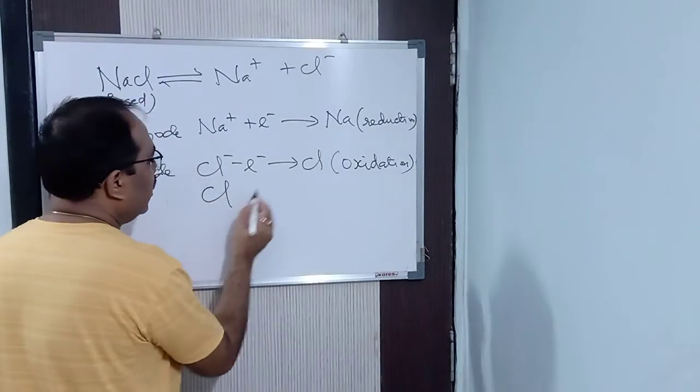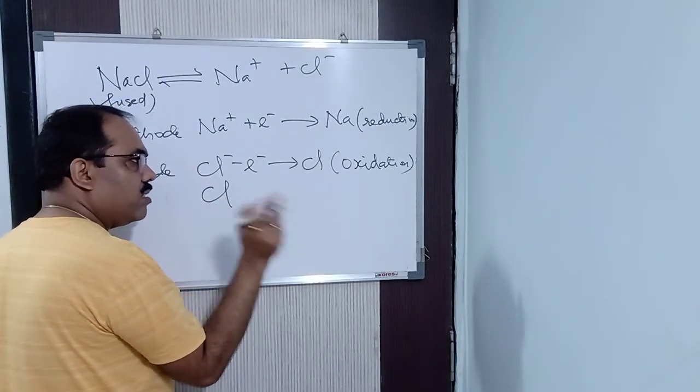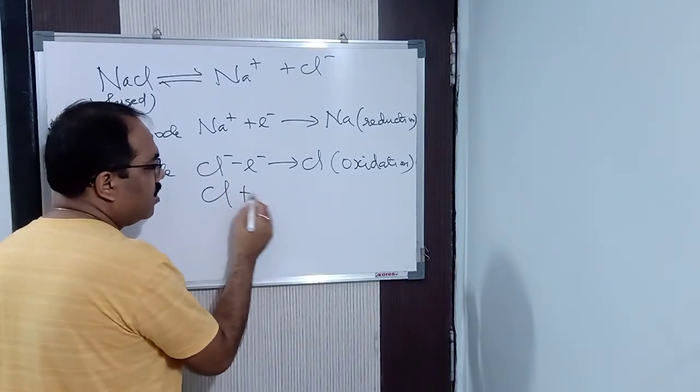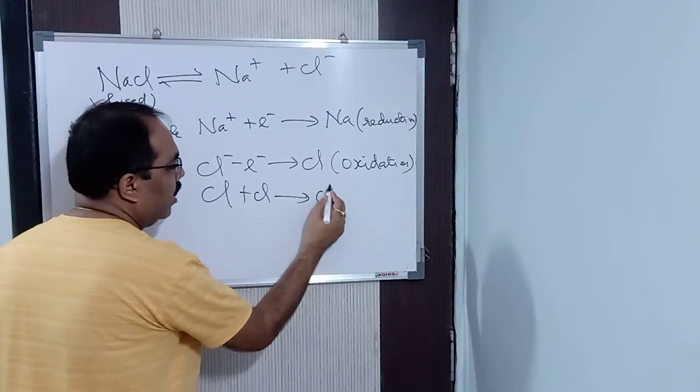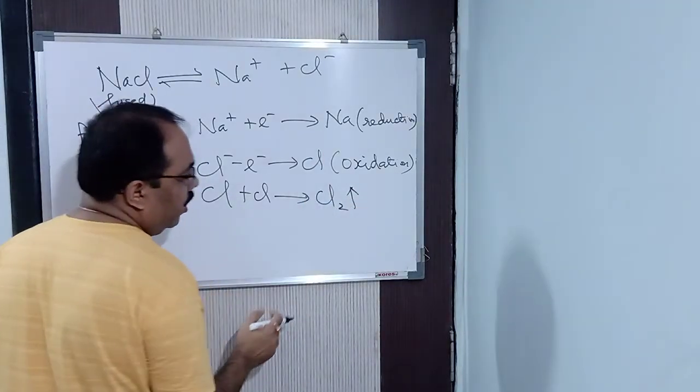Got it? Now Cl is a neutral atom. Now Cl does not exist in the atomic state. You know that Cl is a diatomic gas. It's a diatomic molecule, so it exists in the molecular state. So Cl plus Cl will give you Cl2, which will be liberated as a gas.